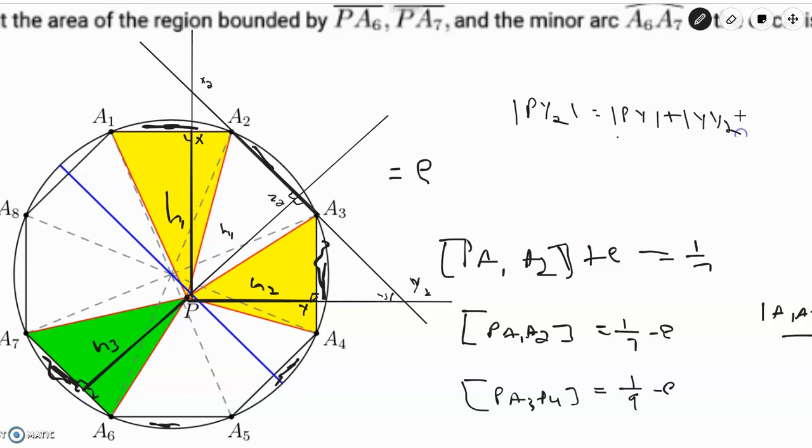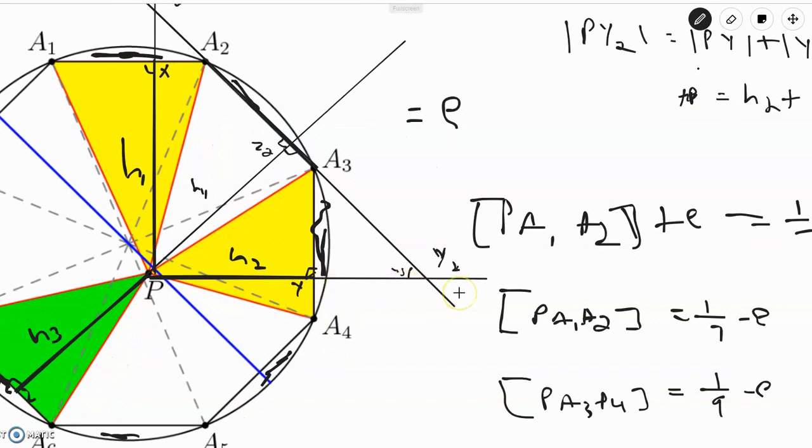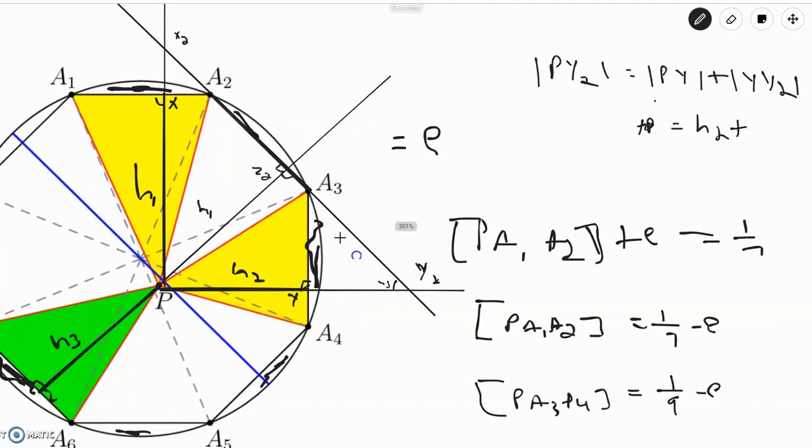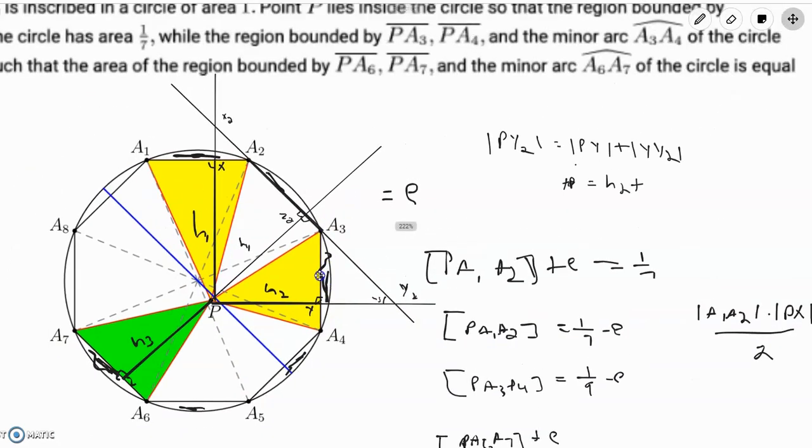And obviously, PY is equal to h2 as defined earlier. And now we want to find the distance from y to y2. And continuing with our theme of 45, 45, 90 triangles, we see that y2 is equal to ya3. And so we just want to find the length of ya3.